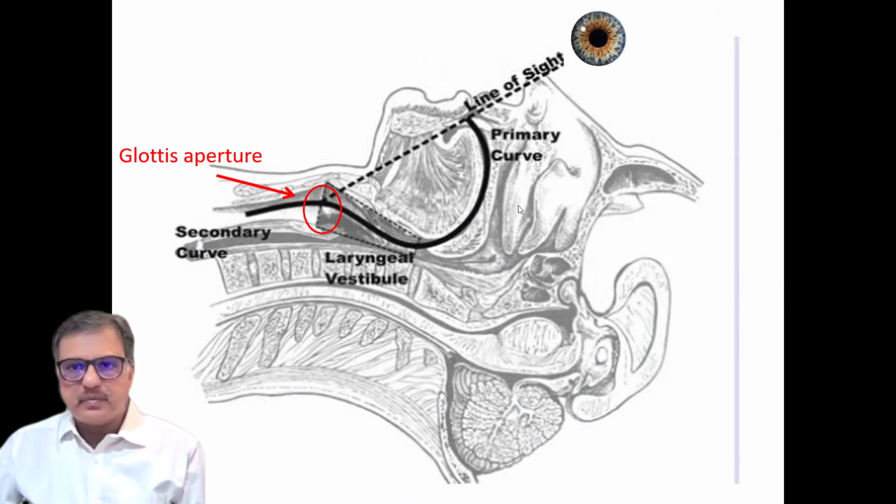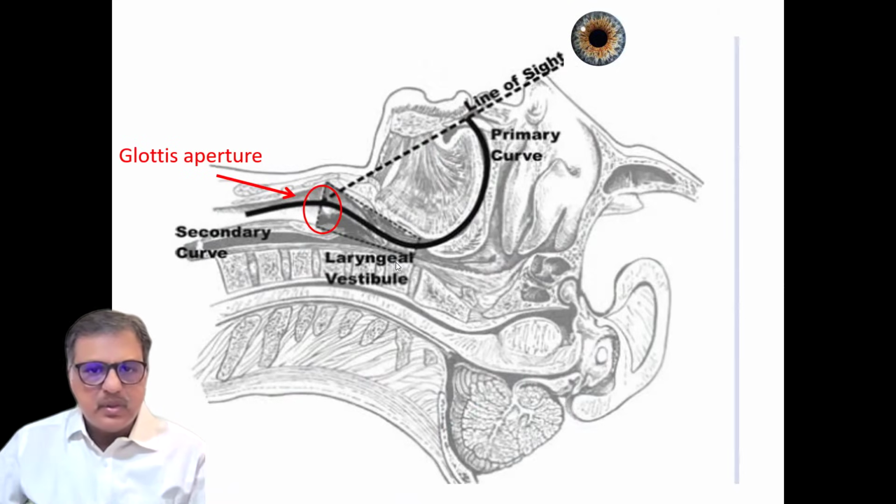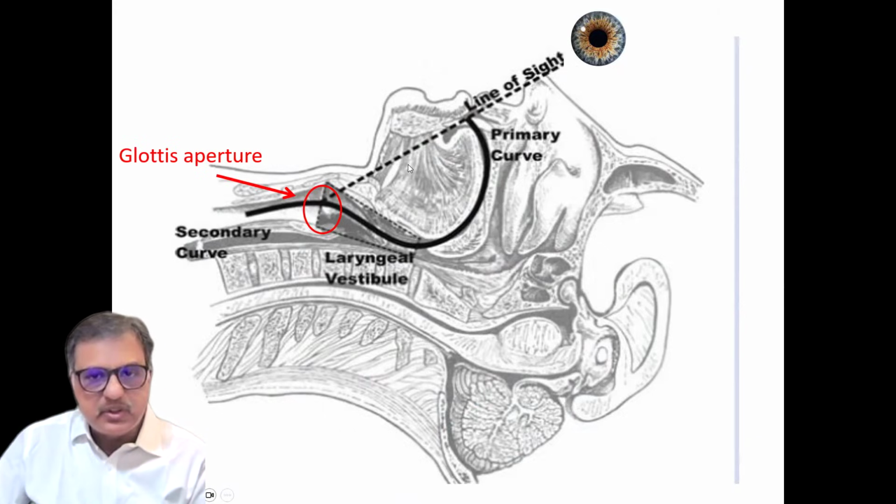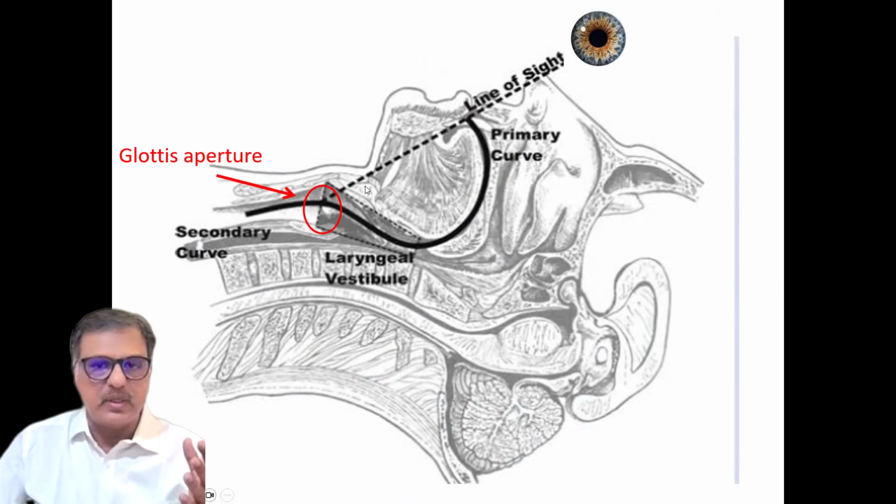Now, this is glottic aperture. Fine. So in short, when we are doing direct laryngoscopy, we are seeing from our eye to the larynx directly by compressing the tongue and shifting the soft tissue above the line of sight.